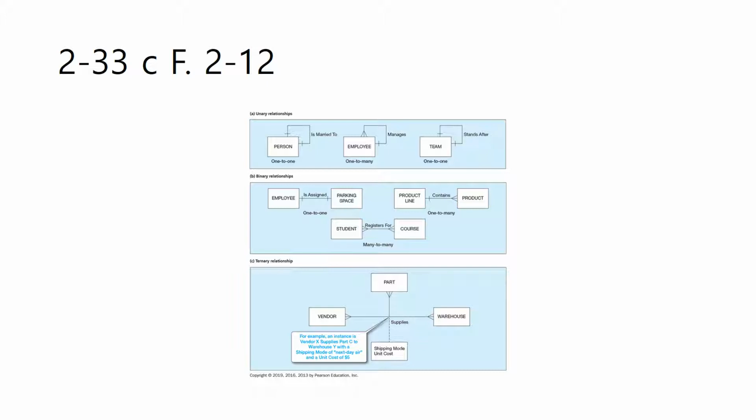And then figure 2-12, all parts. So person is married to employee, manager, team stand for, and then employee is assigned to parking space, product contains product, and student registered for course, and vendor, part, warehouse, and there are shipping mode and unit cost. For example, an instance is vendor X supplies part C to warehouse Y with a shipping mode of next day air and a unit cost of $5.